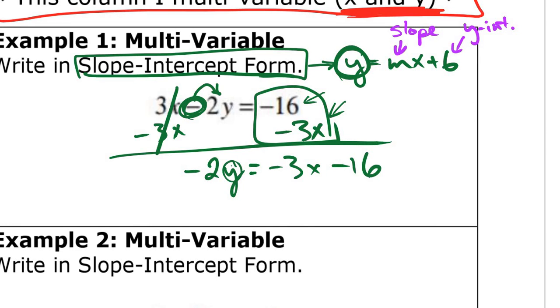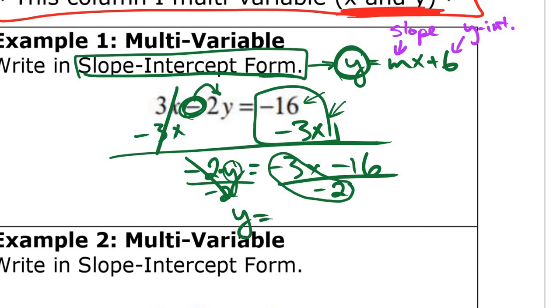We still have to get the y on its own. What is that negative 2 doing to the y? When a number is next to a variable, it means multiply. So to get rid of multiplication or undo it, we have to divide by negative 2, and we divide the entire other side by negative 2. Negative 2 divided by negative 2 is positive 1, so we're just left with 1y equals.